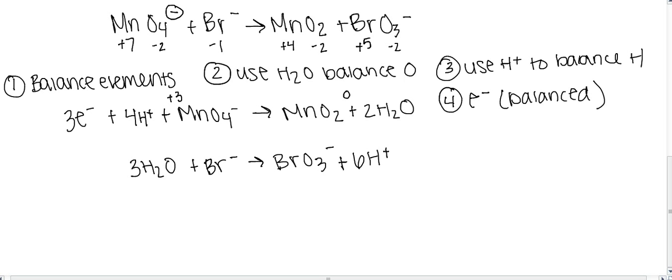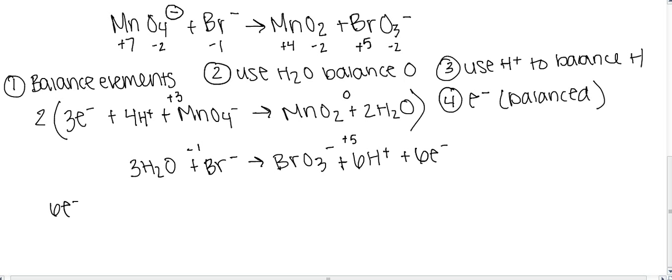For this side, water is neutral, so it'll have a charge of 0, but we have a Br minus, which is a minus 1 charge. Then on this side, we have 1 minus plus 6H+, so we have a total of plus 5 charge. So to get this down to negative 1, I'm going to have to add 6 electrons. So now we have our electrons in, but they are not balanced. So what I'm going to have to do is take this whole reaction times 2 to make sure they balance out. So I'll write that one down here.